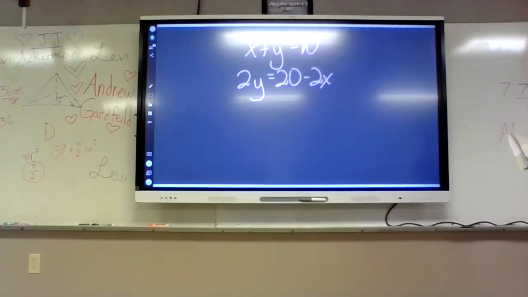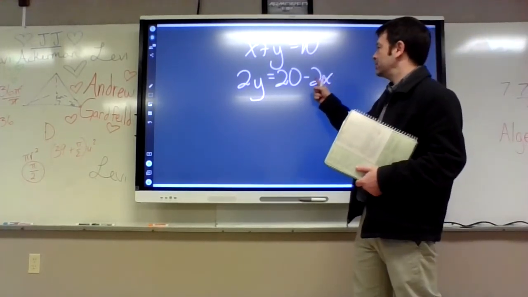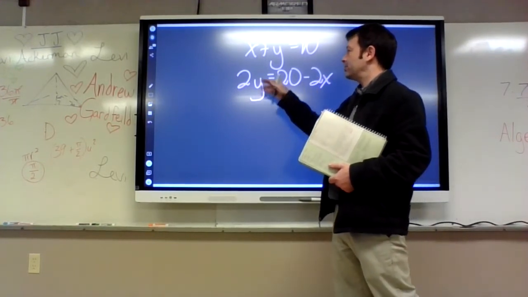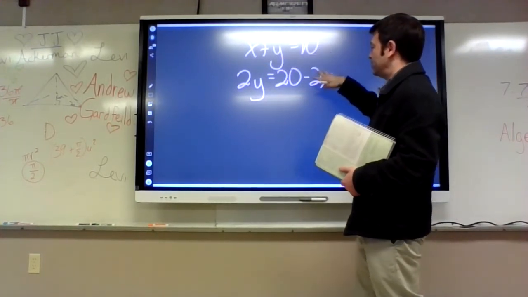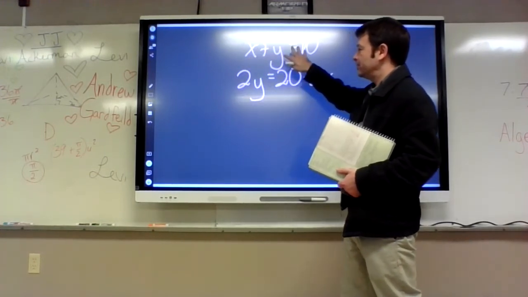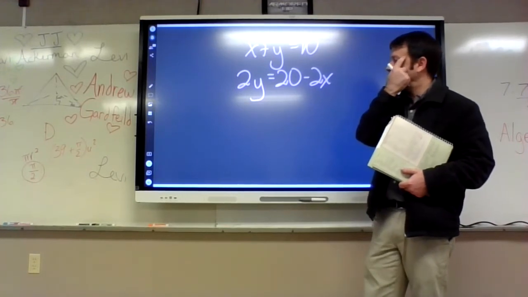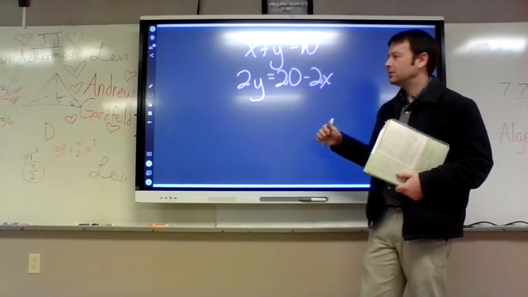What's the easiest way to solve this one? You have to switch it to the other. You have to times by two. Now, wait. We could add the 2x over so everything's lined up, right? But actually, I think substitution is going to be easy here, because you can just divide by two.